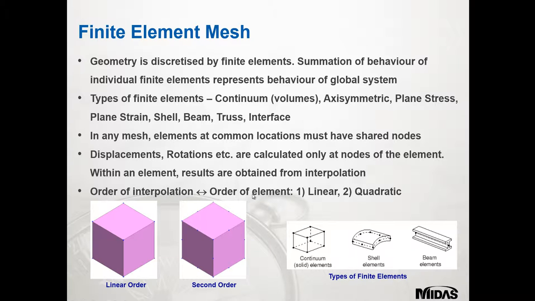The order of interpolation is described in the two diagrams below. So the order of the elements is either one, linear, or two, quadratic. So in order to find the actual forces within the centre of the element, it's done by interpolation in a linear order, as you can see in the first diagram, or in the second order, where the actual elements are split up by the nodal points which are dividing the actual element itself.